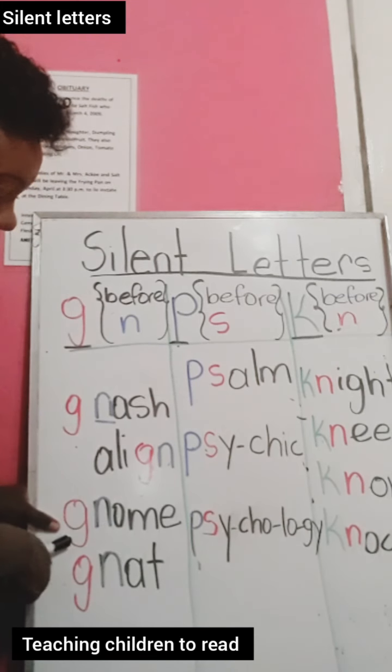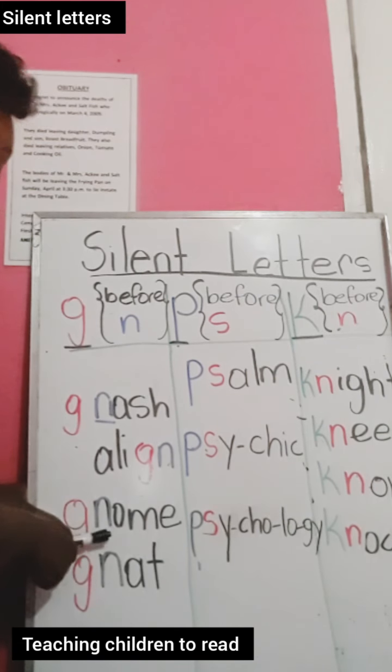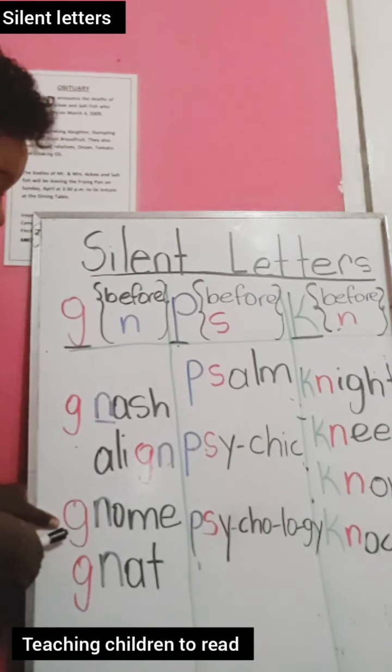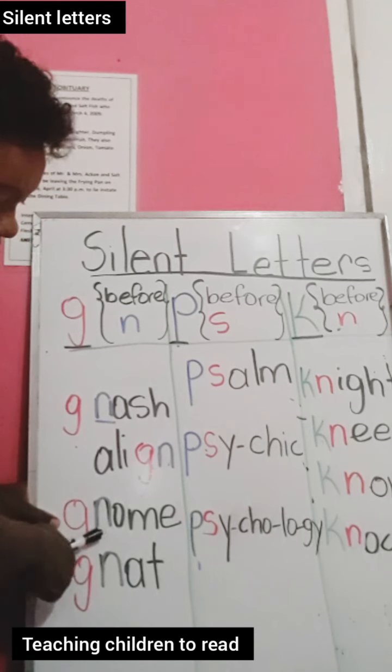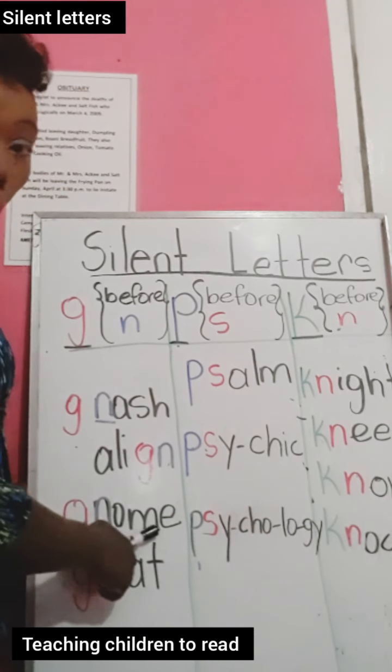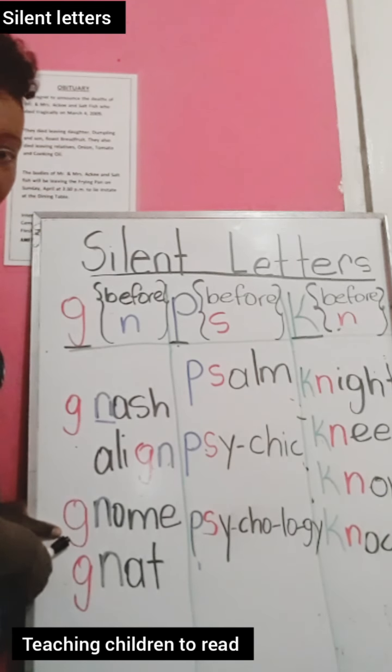Now to this word. Let's see if we can say this word. Remember, the G doesn't talk in this one because there's the N. So before an N, if you have a G, then the G is quiet. So this word, let's sound it: gnome. At least let's call it gnome. And the G is silent.